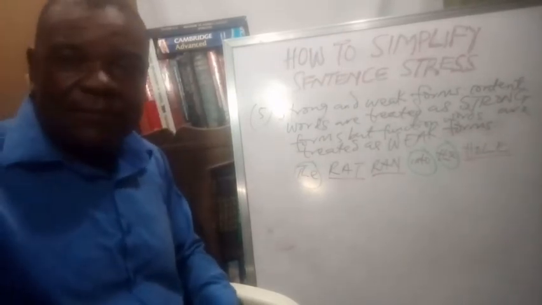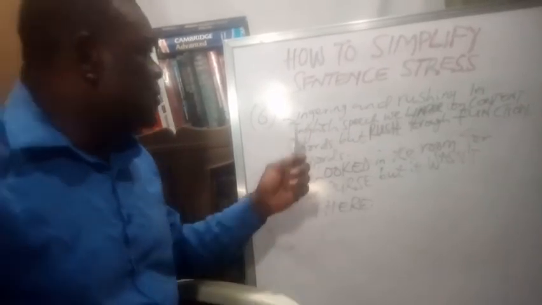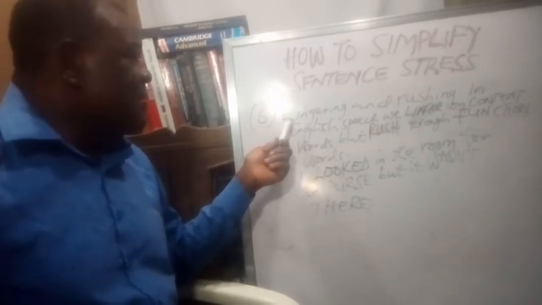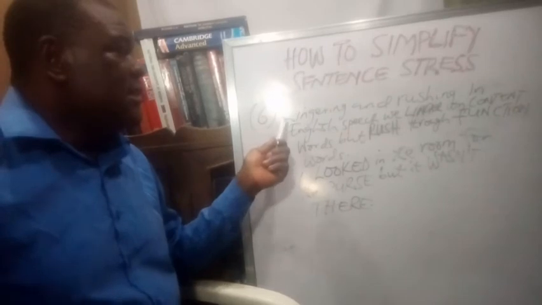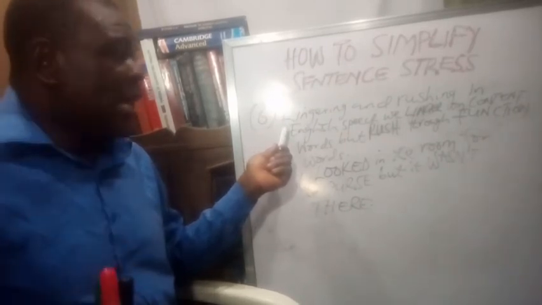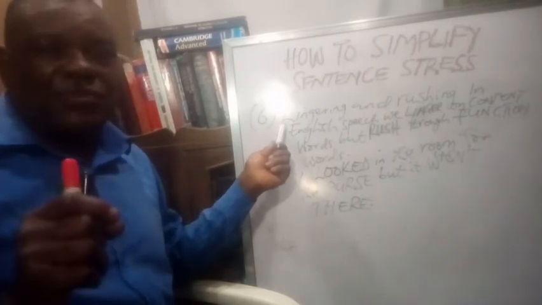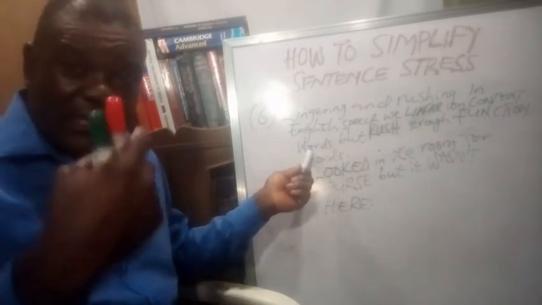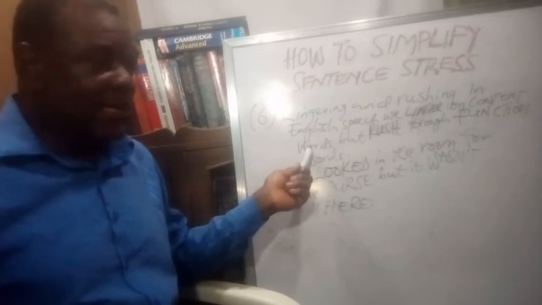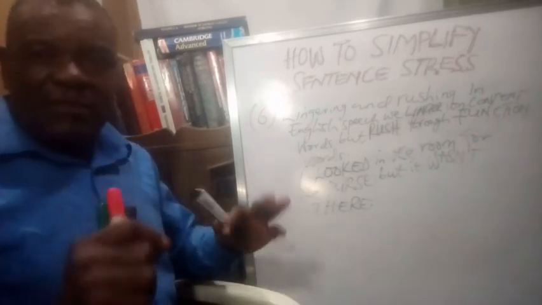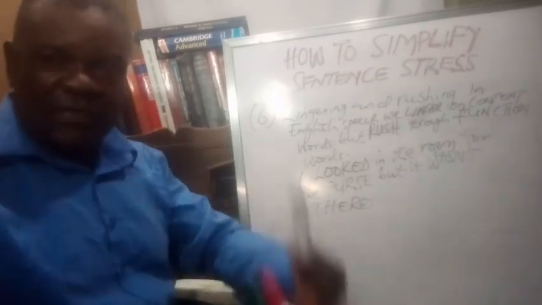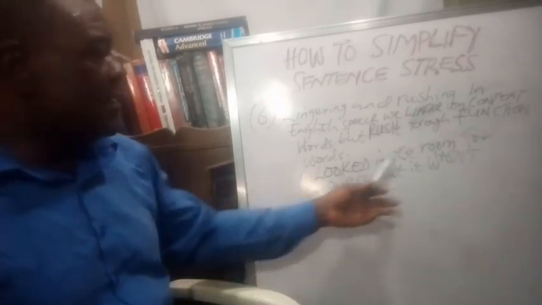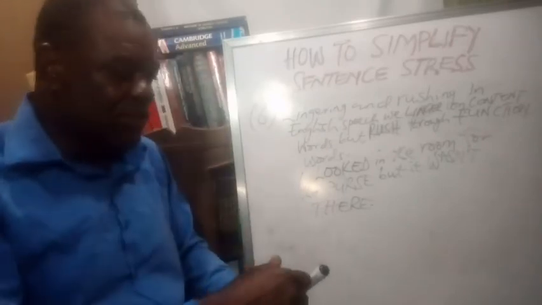Let's look at the next one. The next thing we ought to take note of concerning sentence stress is the concept of lingering and rushing. In English speech, we linger on content words, but we rush through function words. That should be taken note of, and that will enable you to simplify English stress. That means when it comes to content words, we linger on it a little, we linger on it longer, and then the function words, we just rush through them.